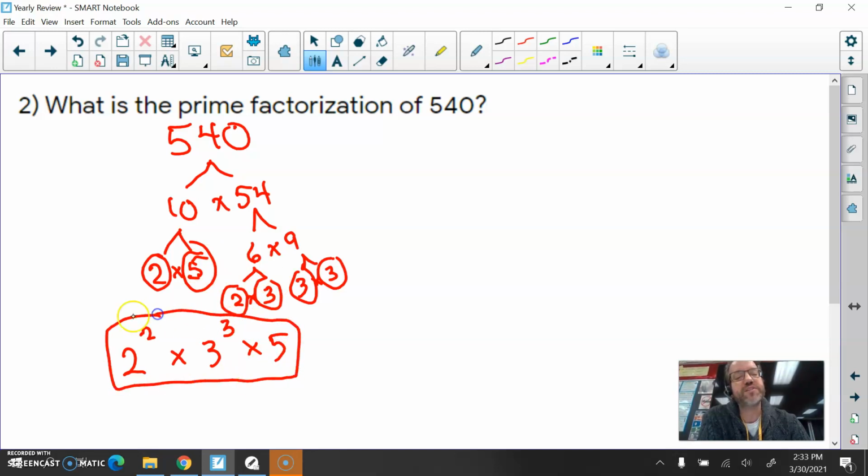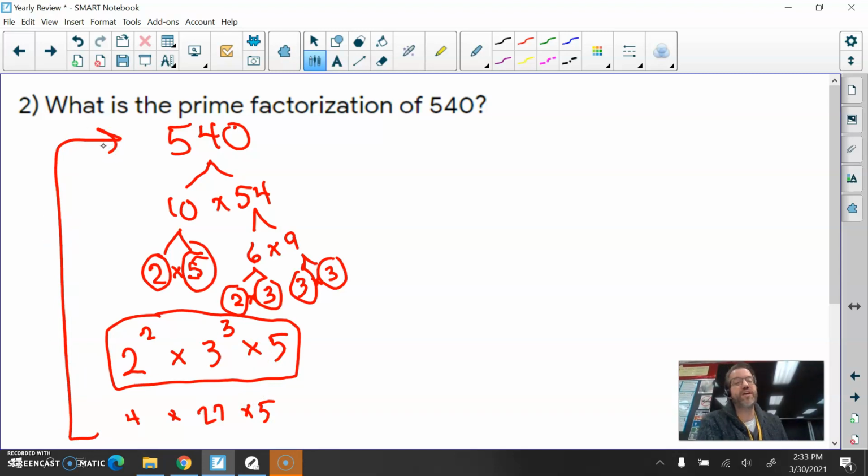You can test this by solving this. 2 squared is 4. 3 cubed is 27. Does 4 times 27 times 5 equal 540? If you test it out, 4 times 5 is 20. 27 times 20 would be 540. So it does work out. 2 squared times 3 to the third power times 5. That's your prime factorization for number 2.